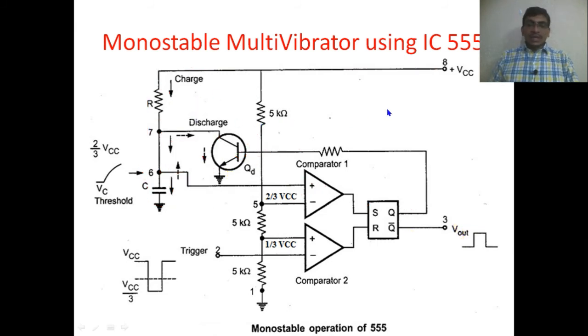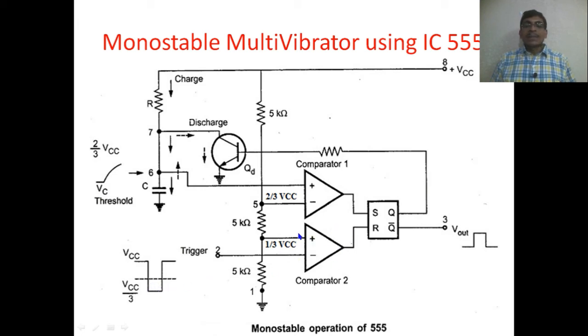I will explain one more time. Initially, the output will be in low condition. Therefore, Q bar is equal to 0 and Q is equal to 1. So this transistor will be in on state, and if there is any voltage stored in this capacitor, it will be discharged through this path. When we apply some negative voltage to the second pin of our 555 IC, which is the trigger, then the VCC by 3 at the non-inverting terminal will be greater than the inverting terminal voltage, which is less than VCC by 3.